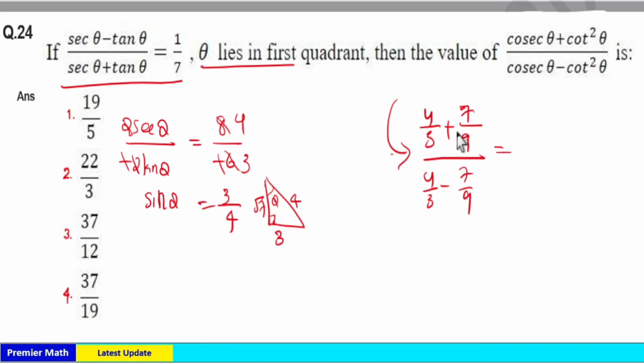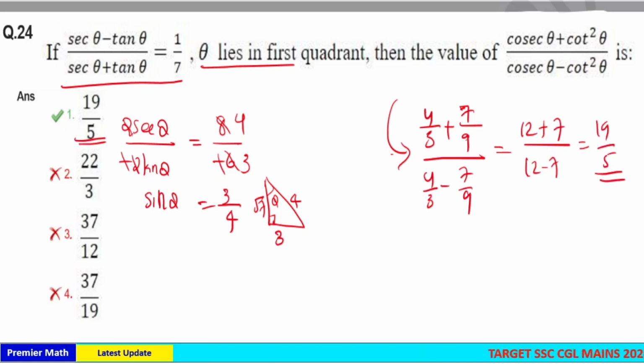Now this will become here 3 and 9 in denominators of both numerator and denominator. So that will cancel each other. Here LCM of 3 and 9 is 9. So 3 goes 3 times in 9. 4 into 3 is 12. Here it is 7. Here 12 minus 7. So this will give you 19 by 5. Option 1 is your answer.